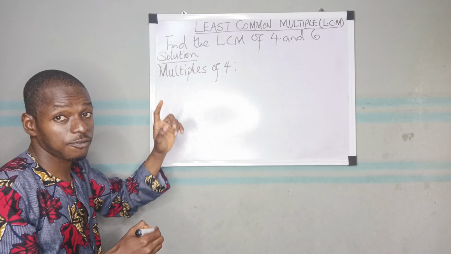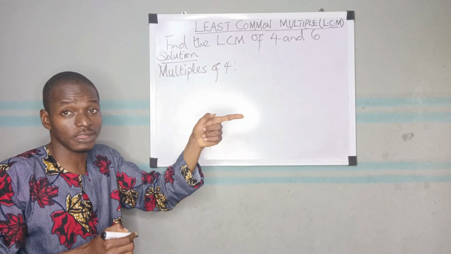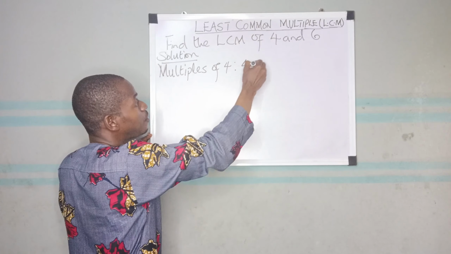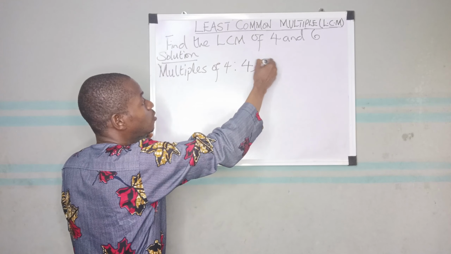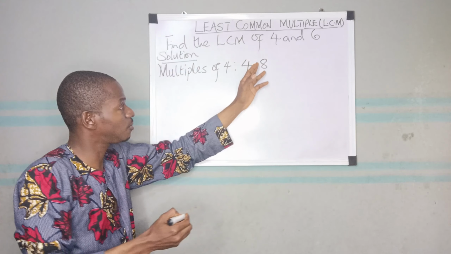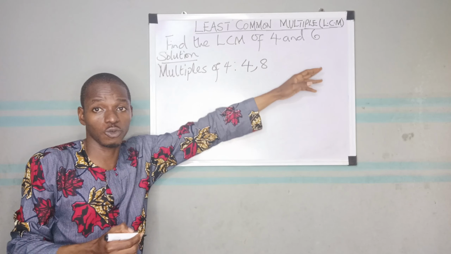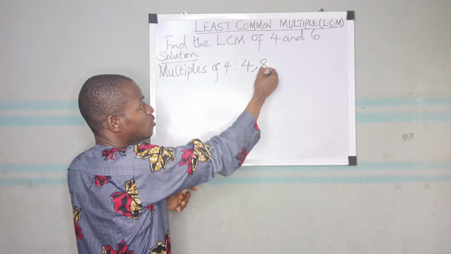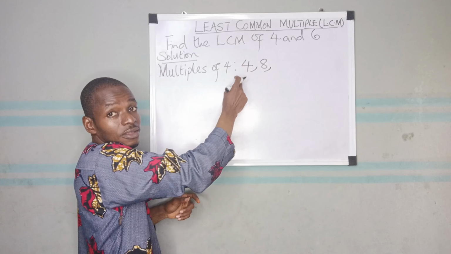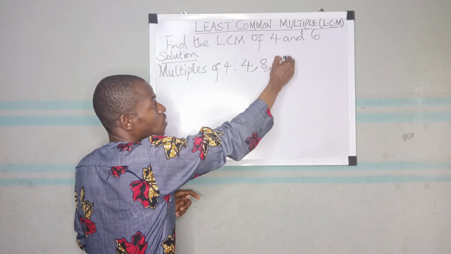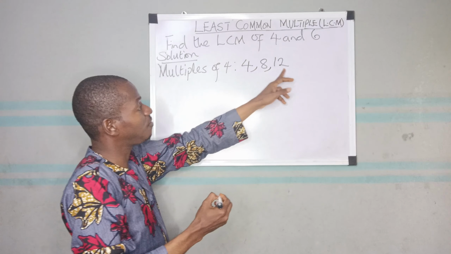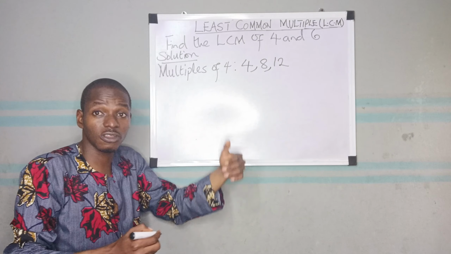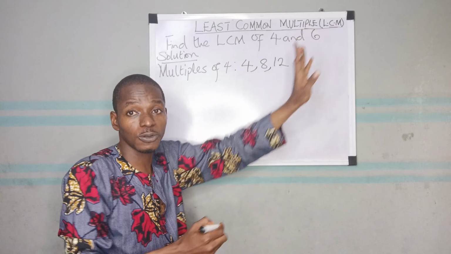So the multiples of 4, the multiples of every number start from that number. So the multiples of 4 start from 4. So you have 4. The next one is 8. All you just need to do is be multiplying it by 2, by 3, and so on, or be adding 4 to the next number. For me to get the next number, I can say 4 times 2, 8. 4 times 3, that's 12. Or I'll be adding 4 to each of the numbers to get the multiples. The multiples of a number are endless. It goes on and on.